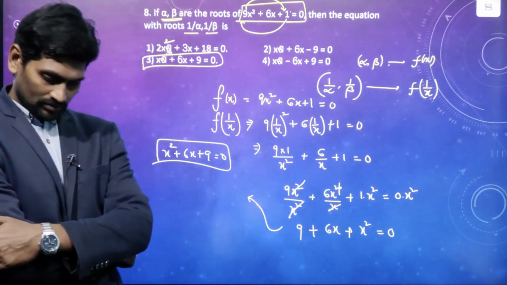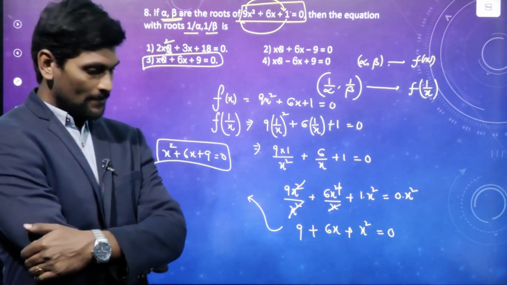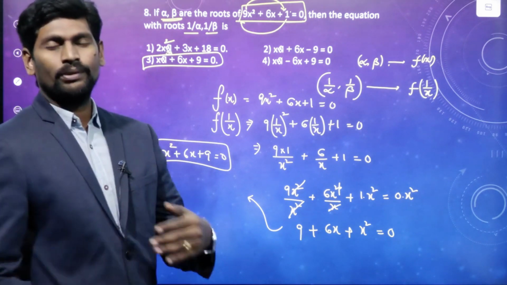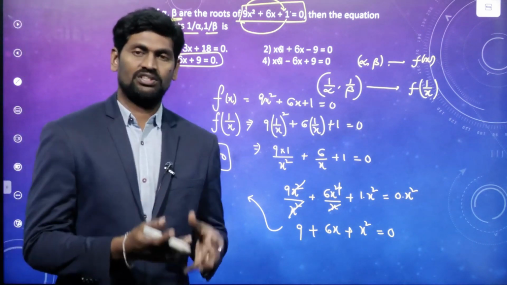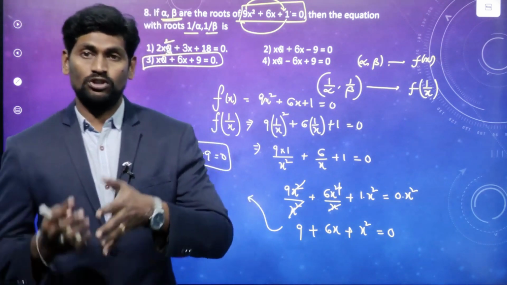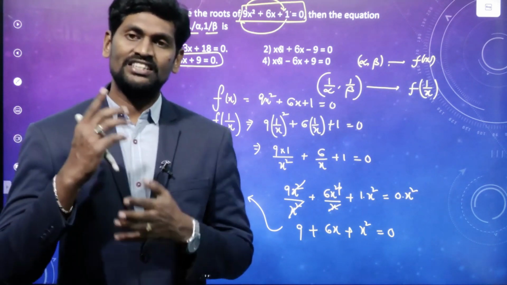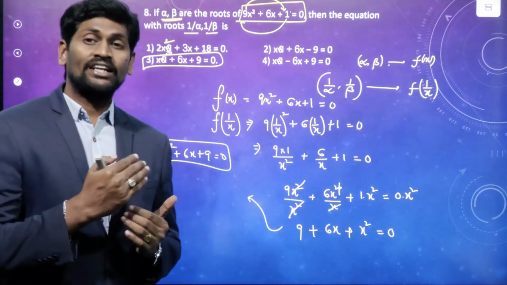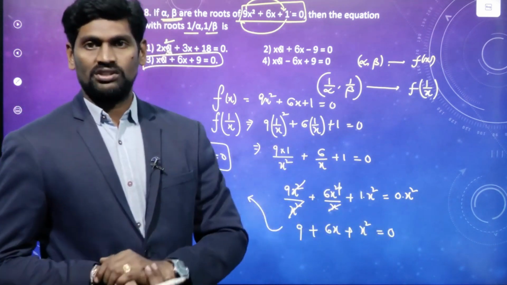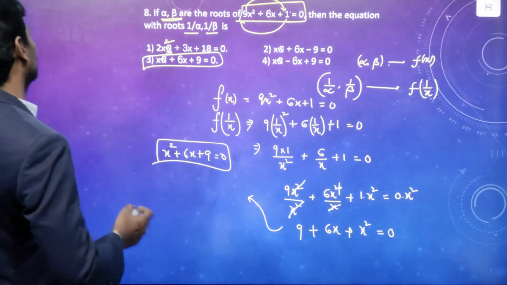Next, if you finish it, we'll go to the next problem. Just to remember the transformations, what are the points we have discussed? And before the transformations, we have discussed the properties like a plus b plus c equals to 0, then 1 and c by a are roots. a minus b plus c equals to 0, then minus 1 and minus c by a are roots. Got it? Yeah. Next.